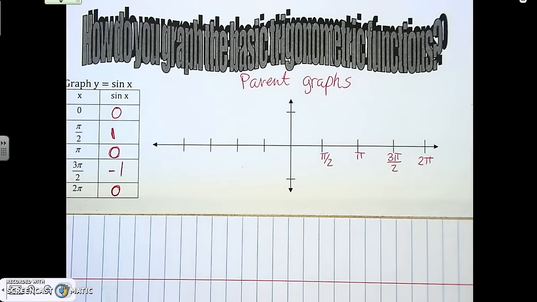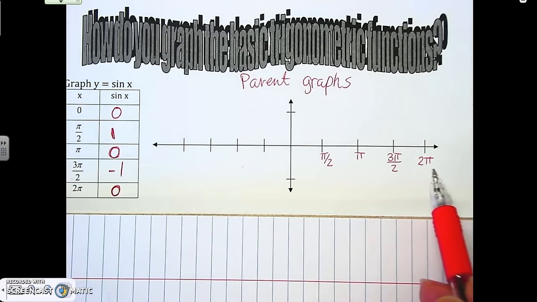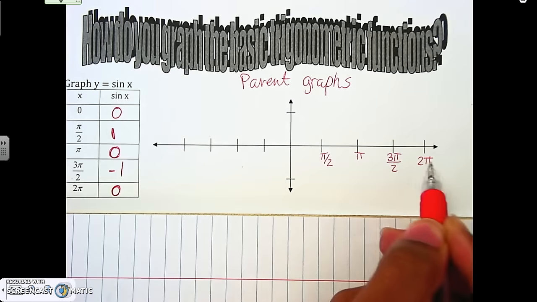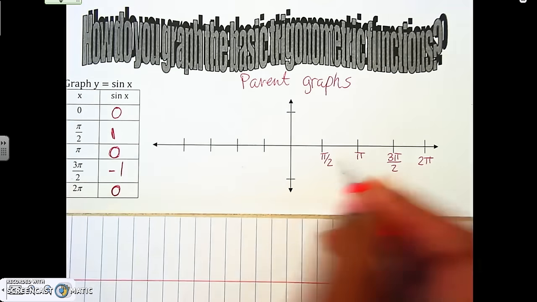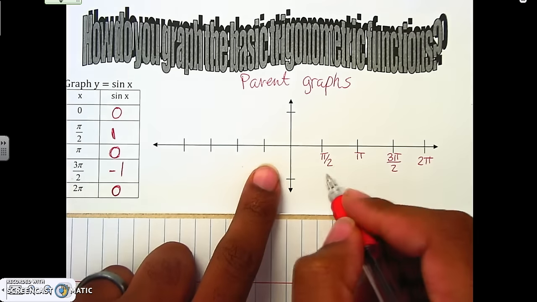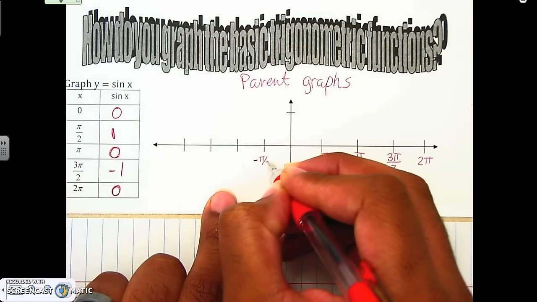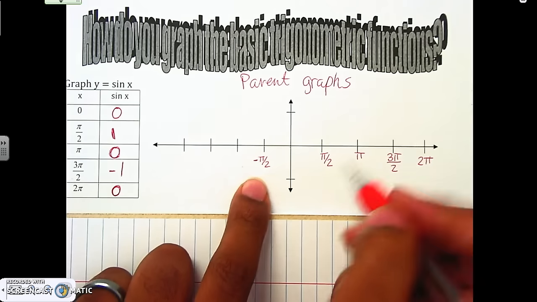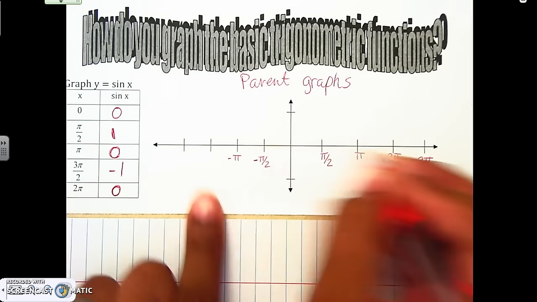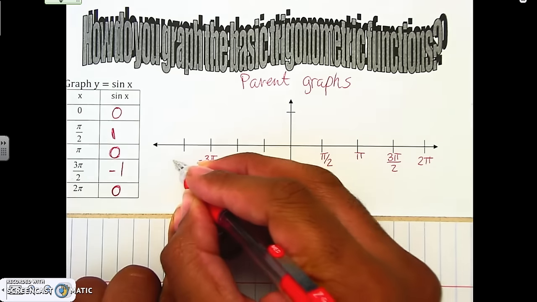It's always going to follow that same pattern for the parent graph: pi over 2, pi, 3 pi over 2, and 2 pi. On the left side, we're going to take these points here, and we're going to just follow it backwards. So we're going to start with here, then here, then here, then here. That's pi over 2 on this side, but because it's on the left side of 0, we're going to do a negative pi over 2. Here we have negative pi. Here we have negative 3 pi over 2. And here we have negative 2 pi.